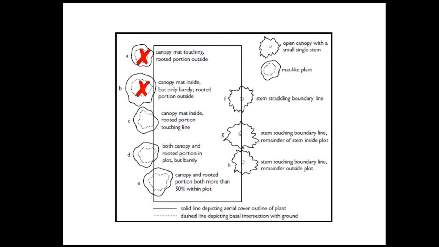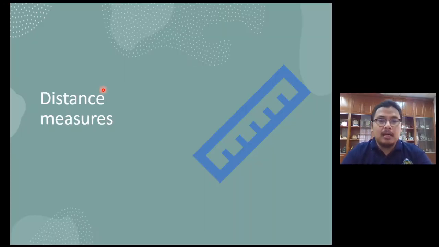At the same time, plants A and B here would generally not be considered within the boundary, because only the canopy intersects the plot, although occasionally a specific situation may require that the canopy boundary be used rather than the basal boundary. Next, an alternative to estimate the density in quadrats is a technique called distance measures.